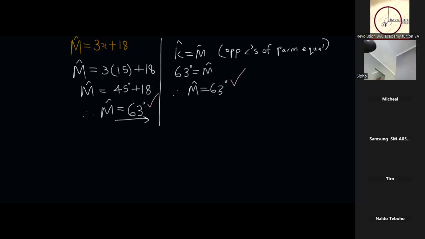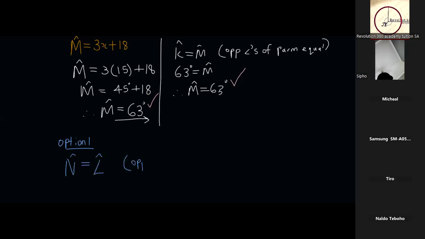I'm going to say angle N on its own is equal to angle L. What's going to be the reason? Opposite angles of a parallelogram are equal. That's how you can actually get it, being option number 1. I'm going to show you 4 ways, don't worry.